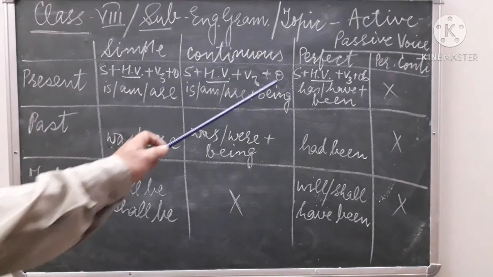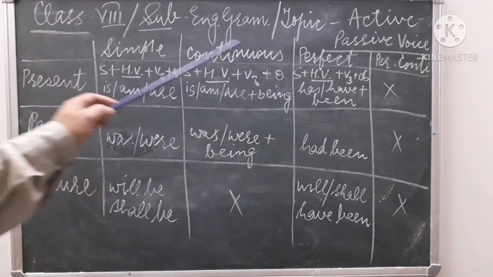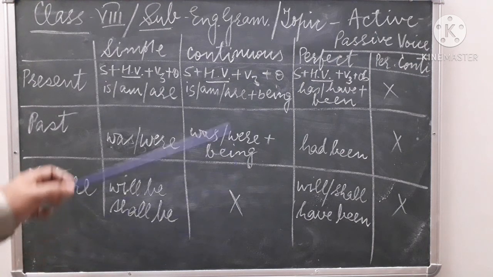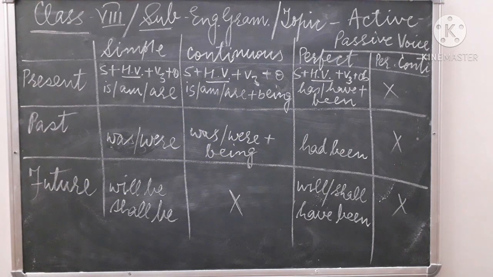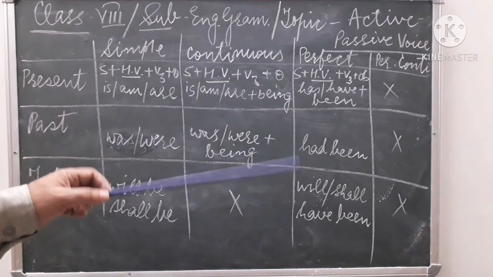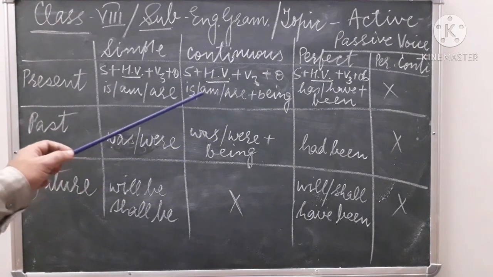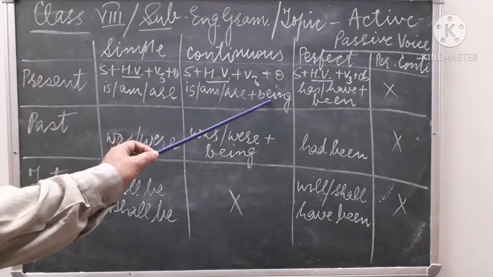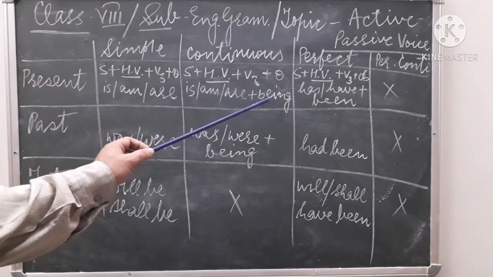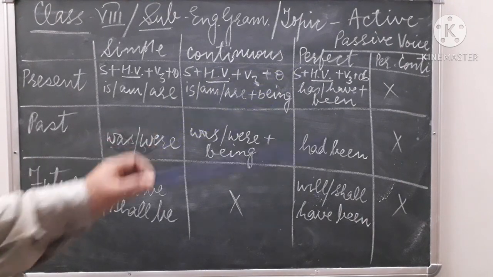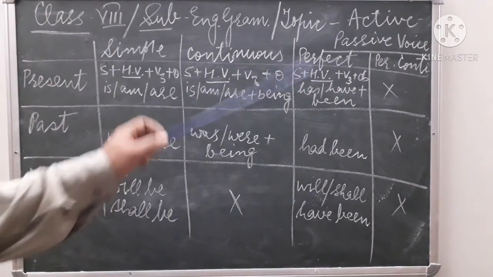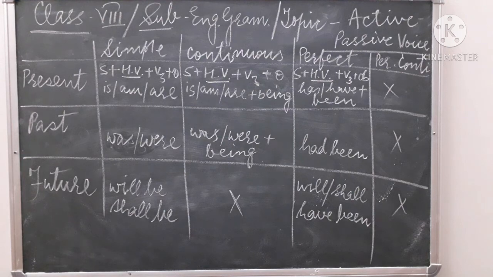Next, present continuous. If active voice is given in present continuous tense, how will it be changed into passive voice? For example, she is cooking food. It is active voice. The object is food, and the object will be brought first. Food is. We cannot use am or are here. So food is being. You always remember that "being" is used in continuous form in passive voice. So food is being cooked by her.